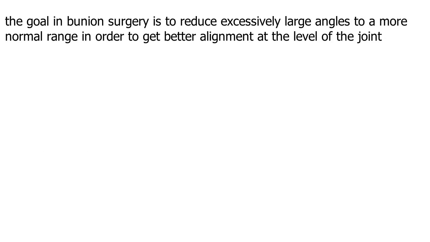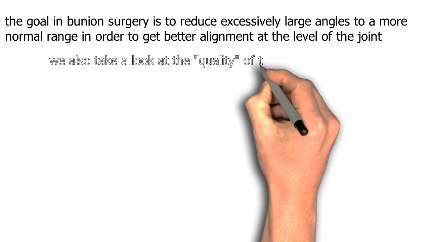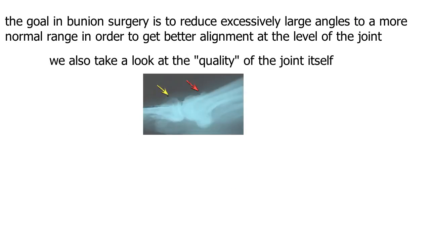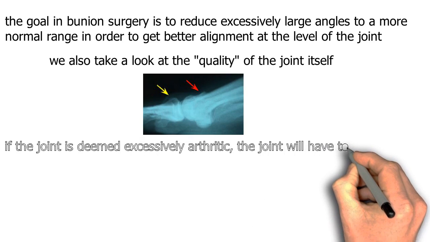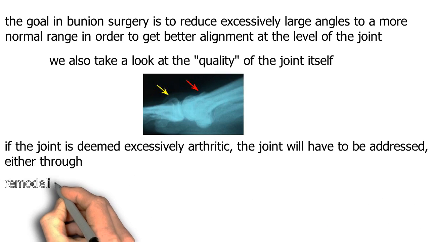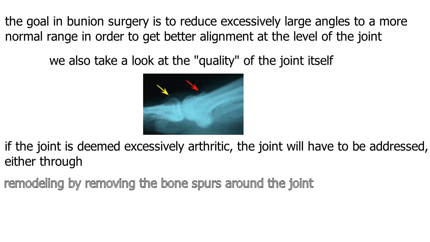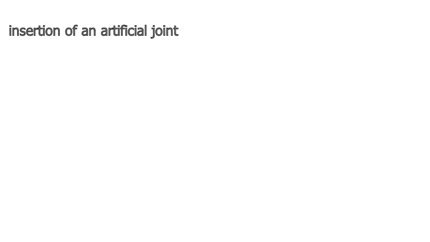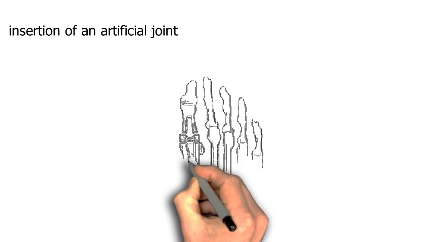The goal in bunion surgery is to reduce excessively large angles to a more normal range in order to get better alignment at the level of the joint. We also take a look at the quality of the joint itself. If the joint is deemed excessively arthritic, the joint will have to be addressed either through remodeling by removing the bone spurs around the joint, or insertion of an artificial joint, known as an implant.